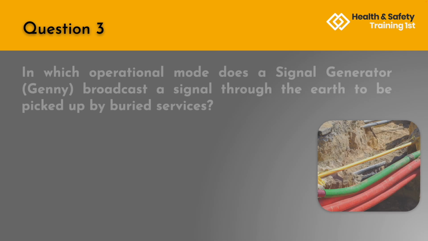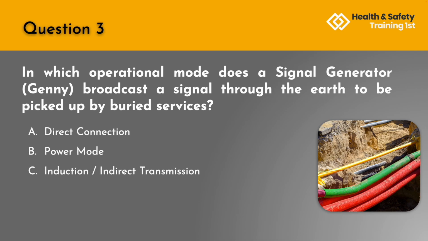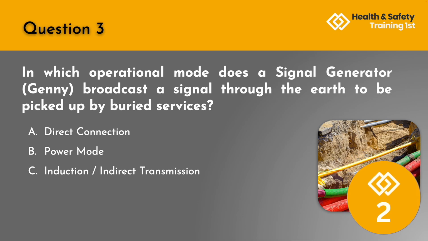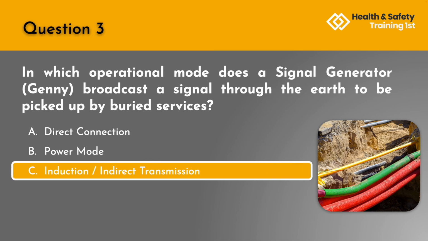Question 3. In which operational mode does a signal generator broadcast a signal through the earth to be picked up by buried services? A. Direct connection, B. Power mode, or C. Induction or indirect transmission? The correct answer is C. Induction or indirect transmission.